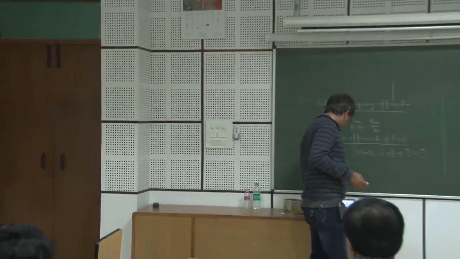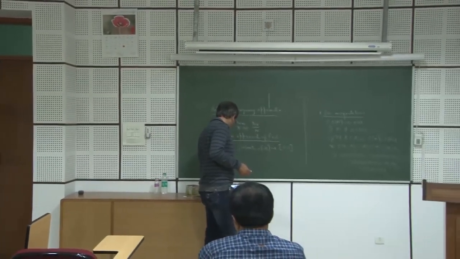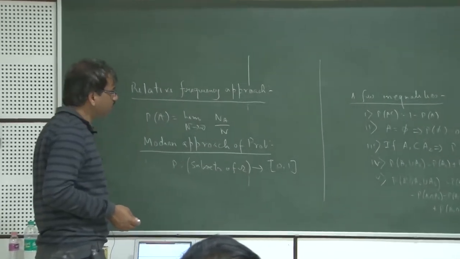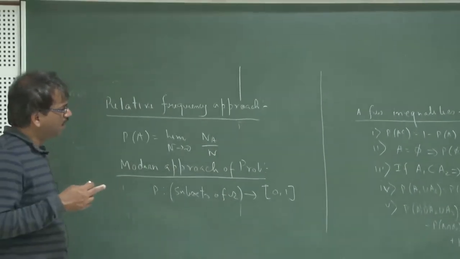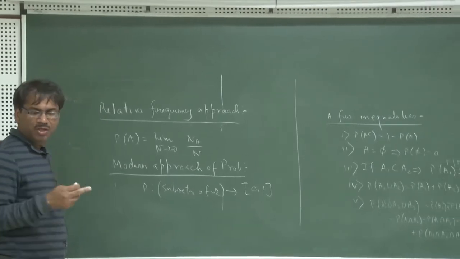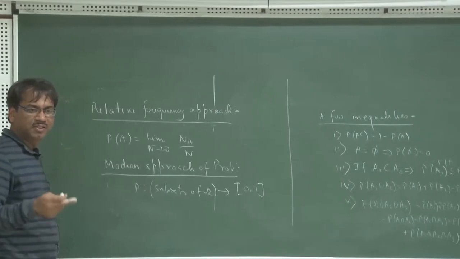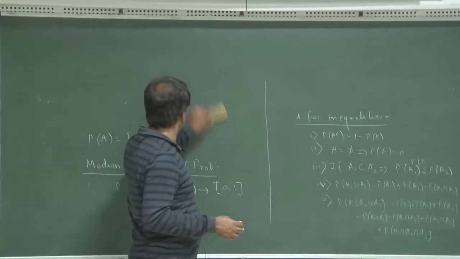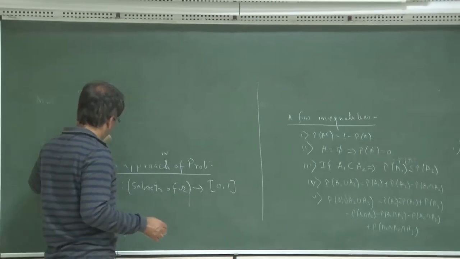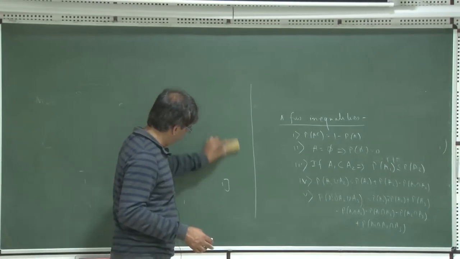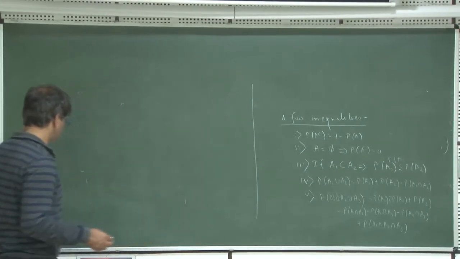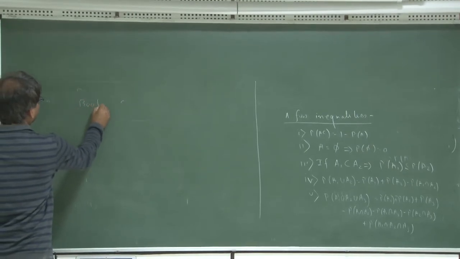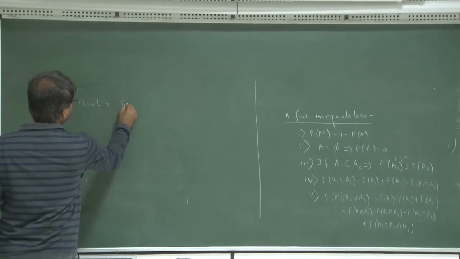I am writing two inequalities, and those two are very powerful inequalities. One is called Boole's inequality, another one is called Bonferroni's inequality. One is probability of union of Ai, another one is probability of intersection of Ai. First, Boole's inequality.